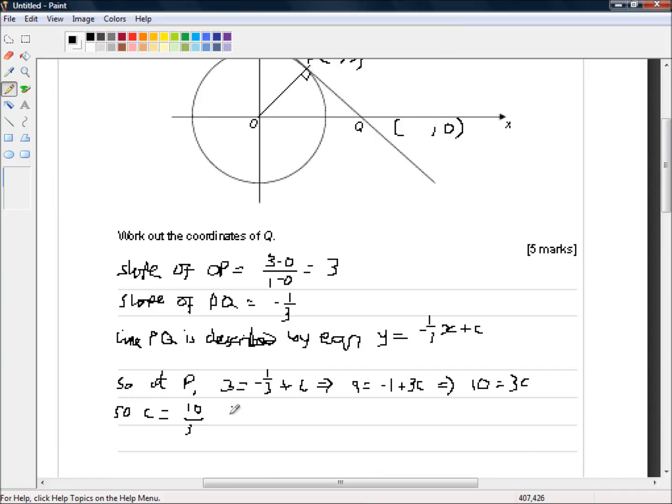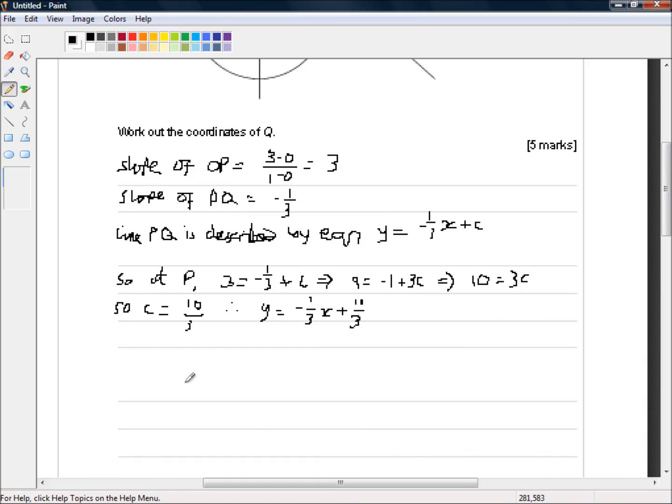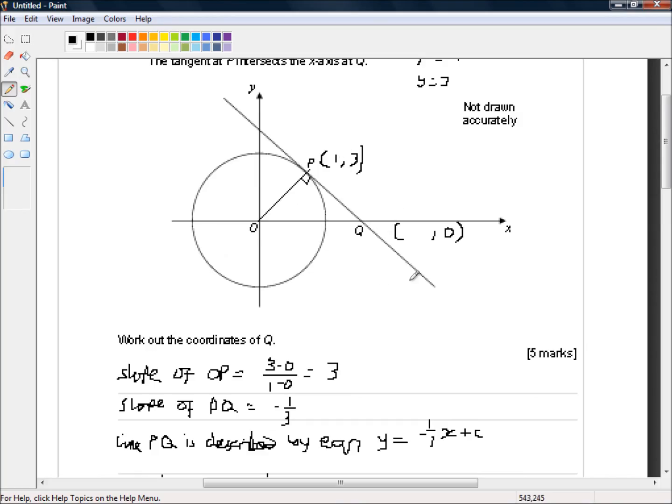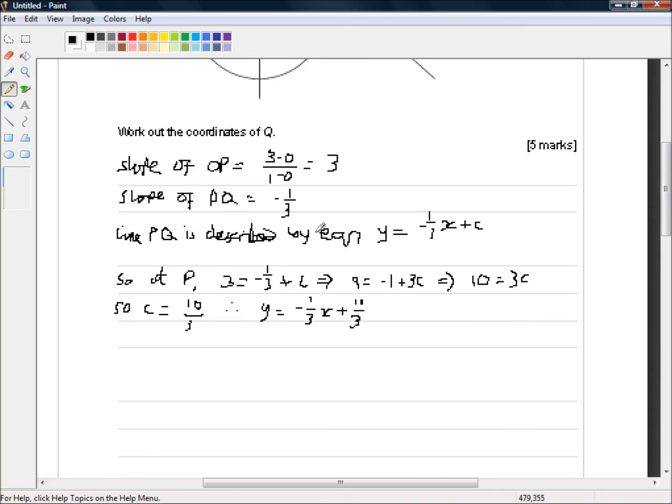Which means, therefore, Y is equal to minus 1 over 3 X plus 10 over 3. I don't feel the need to simplify it any further. Right, so I've got my equation for this line. So all I have to do now is figure out what the value for X is when Y is 0.